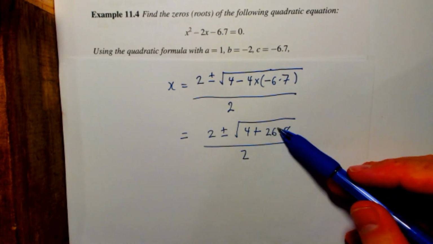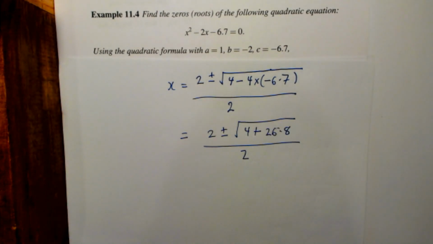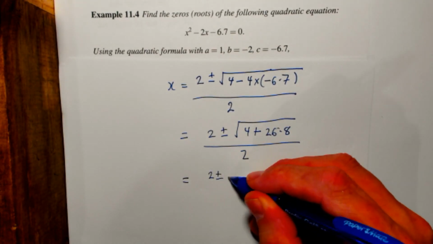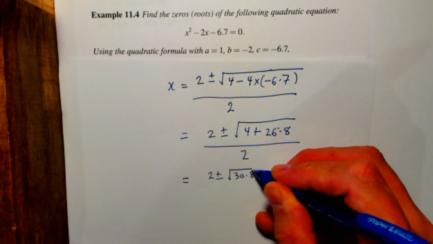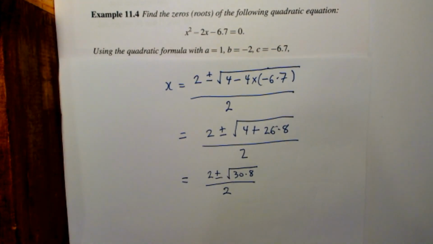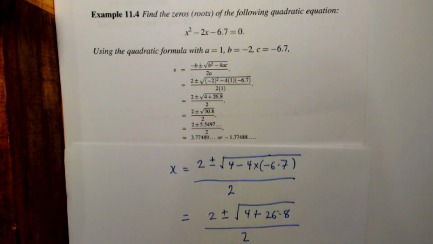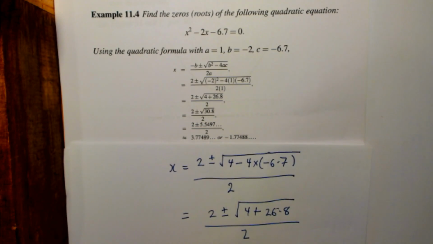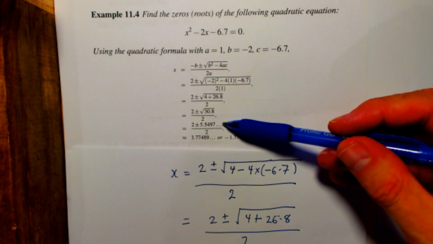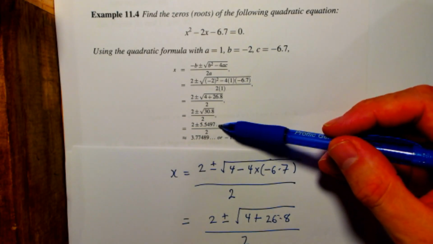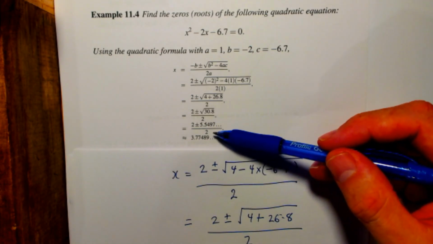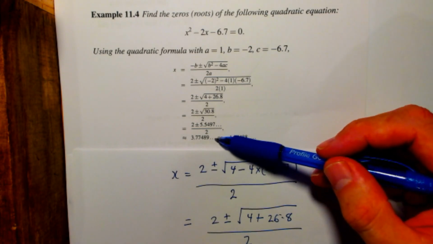Okay, now this becomes inside the square root 30.8. So 2 plus or minus the square root of 30.8 all over 2. Now I don't know the square root of 30.8 off the top of my head, but it looks like it's 5.5497. Alright, so I'll keep looking at this now. Right, so we take 2 plus 5.5497 all over 2, which is 7.5497 divided by 2, and that gives us 3.77489, and so on.